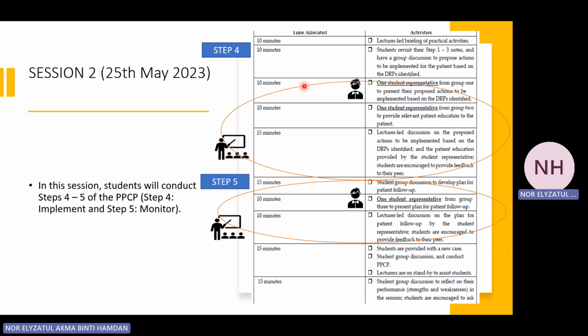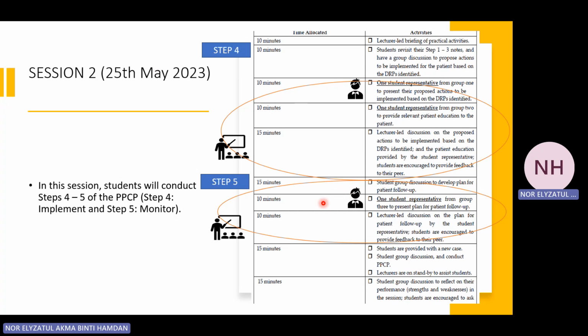Okay, for the second practical, next Thursday, we will continue with the same case, but with the remaining PPCP steps, which are step 4 and step 5. For step 4, we will continue with the implementation plan, and then presentations from the group to provide the education, and then continue with the discussion.